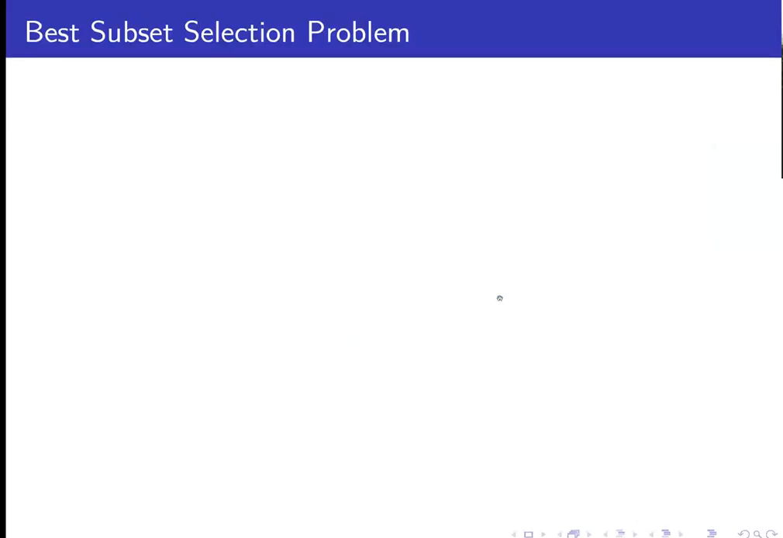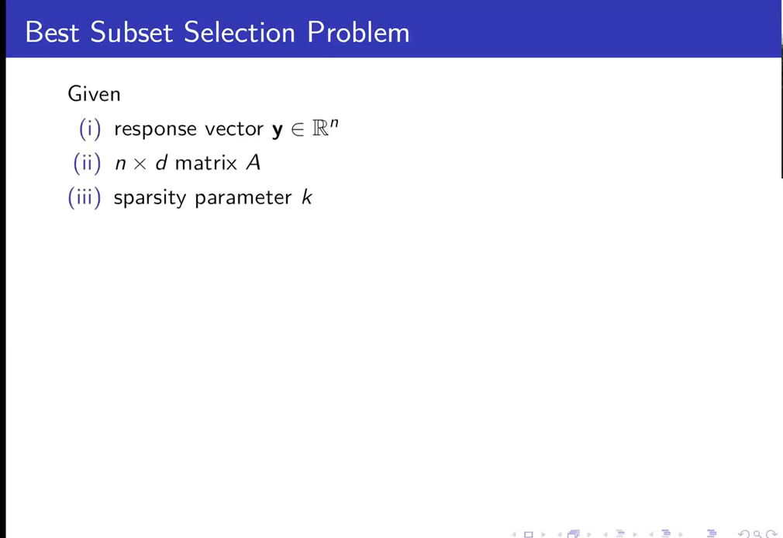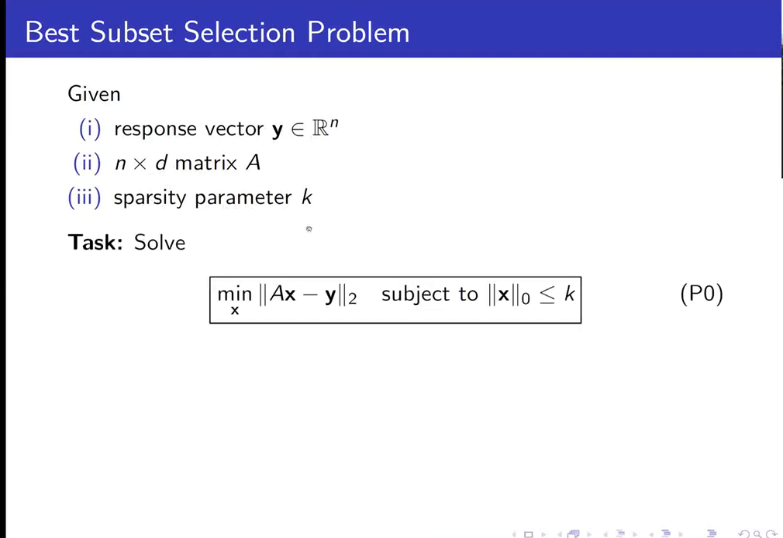All right. So the problem that we're going to talk about has various names, but one of them is called the best subset selection problem. It's a fundamental problem in computational mathematics, and here is its formulation. You are given a vector y of n measurements, a matrix A of size n by d, a sparsity parameter k, and your goal is to solve this least squares problem, but you want to find a minimizer that is k-sparse. Okay, so this problem, we'll call it P0.